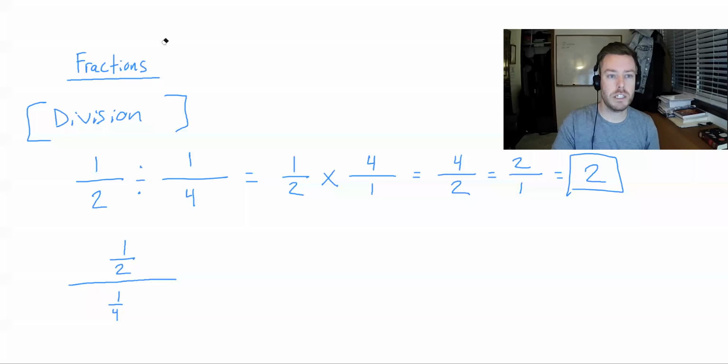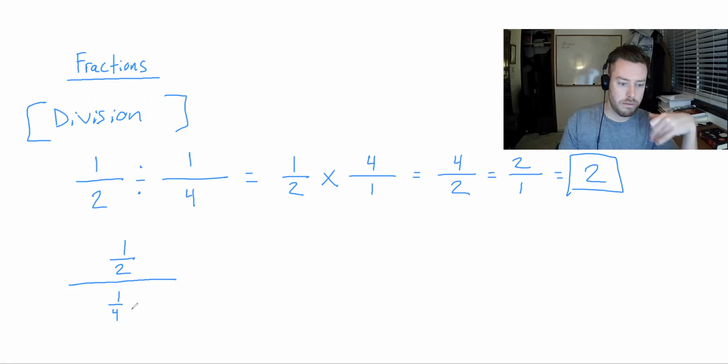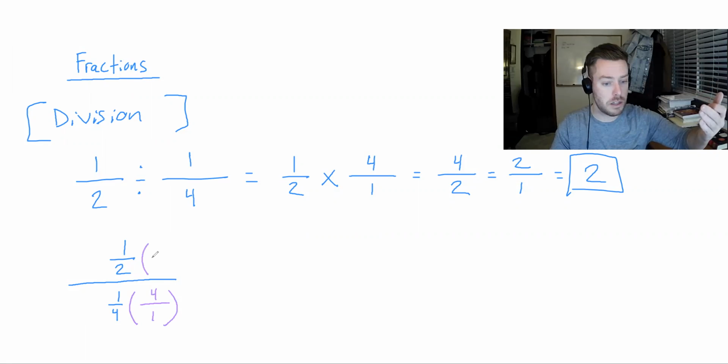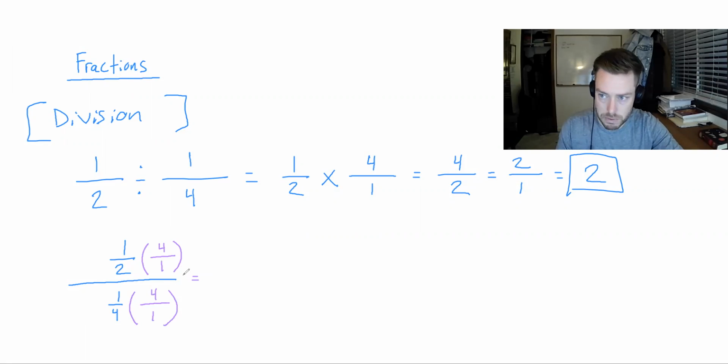So in this case, we have 1/2 divided by 1/4. And so what I'm going to do is always take the bottom one. Take the bottom fraction, parentheses, find the reciprocal, which is 4/1. And we're going to do the same thing to the top, right? Okay. And now this is turned into a multiplication problem. That's what the parentheses mean. And now we're going to multiply straight across, okay?